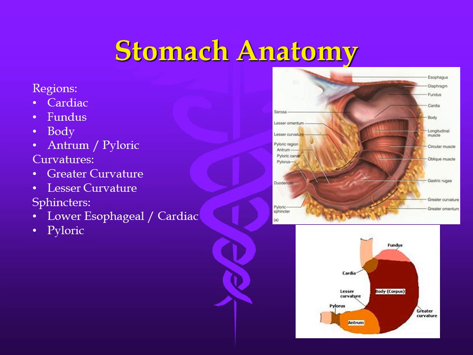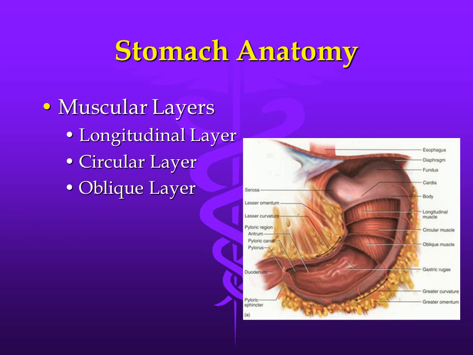2 important landmarks of the external stomach are the greater and lesser curvatures. The greater curvature demarcates the inferior portion of the stomach and serves as an attachment point of the greater omentum. The lesser curvature demarcates the superior medial portion of the external stomach and serves as the attachment point of the lesser omentum.